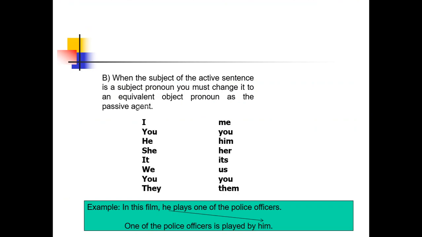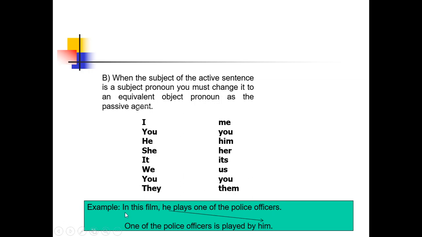Now, when the subject of the active sentence is a subject pronoun, you must change it to an equivalent object pronoun as the passive agent. So, I becomes me. You becomes you, or it remains you. It's got the same form. He becomes him. She becomes her. It becomes its. We becomes us. You remains you, and they becomes them.